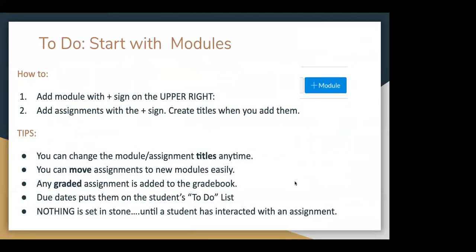So if you want to start with the modules, you add a module with a plus sign on the upper right, and you add assignments with the plus sign underneath them. And you can create the titles for your assignments as you add them. Modules are like chapters in a book. Students start and finish each one as they learn.